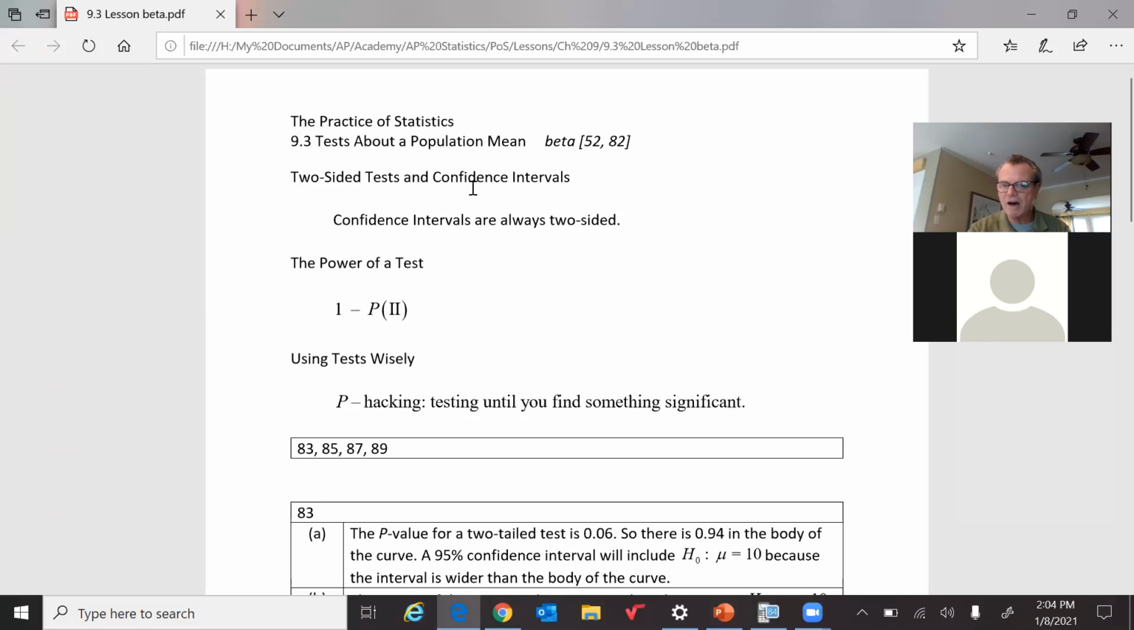So, confidence intervals are always two-sided, always. The power of the test is 1 minus the probability of making a type 2 error, and then p-hacking is testing until you find what you're looking for, which is shady. All right. So I'm going to pause the video, and you're going to go to these 4 questions. 83, 85, 87, 89. Now we're going to go over 2 of them at a time.